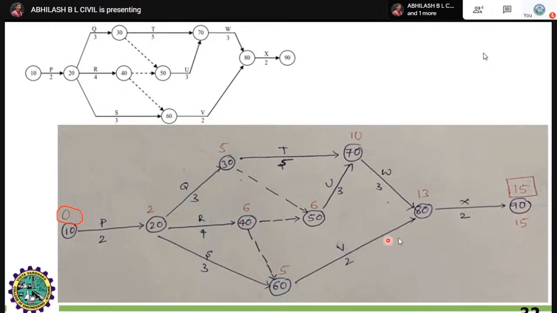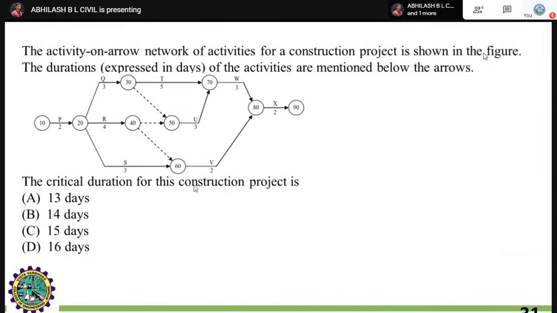You need to go for the backward process of this early finish time, right? This is 15. The ask is the critical duration of this construction project. In 15 days, it will start and finish. To cause confusion, they have given these 10, 20, 30, 40, 50, right? This is also the activity name. It is activity 10, activity 20, like 1, 2, 3, 4, P, Q, R, S, T, A, B, C, D. Don't bother about these values which are there in the activity circle. This is how you have to solve this problem.